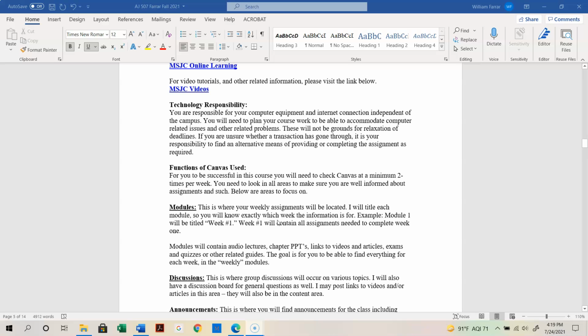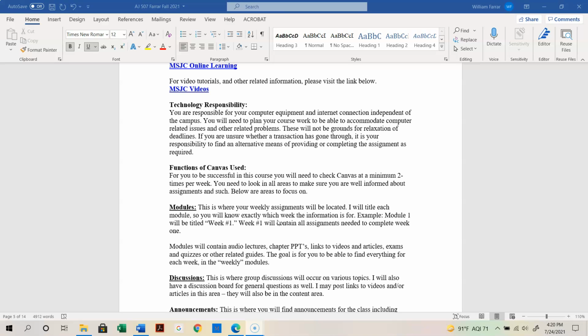So let's talk a little bit quickly about some functions of Canvas that I want you to pay attention to, and technology. You are responsible for your computer equipment and internet connection, independent and separate from the campus. What that means is that you need to plan your coursework and be able to accommodate some type of computer issue or other related problem, because we know that sometimes things happen, right? So what I'm really asking is for you to have a backup plan.